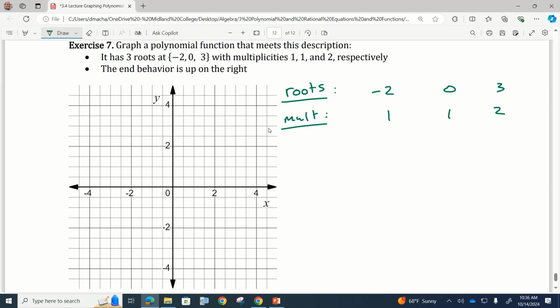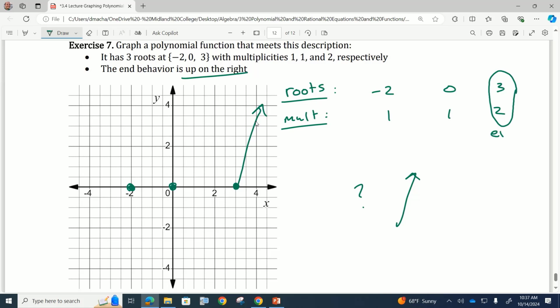So let's make those dots. -2, 0, and 3. Normally, I would want to know what my y-intercept is so I could put that dot down. But if you look, I actually already plotted my y-intercept. So that's y equals 0. That's good. I want to write down arrows for my end behavior. And I know my end behavior is up on the right. I just don't know what's happening on the left side. So maybe I draw an arrow that goes up from the rightmost point. And the next step is I just got to connect these dots in a way that works with these multiplicities.